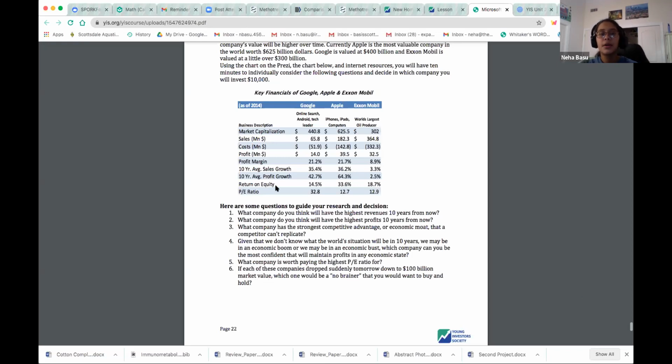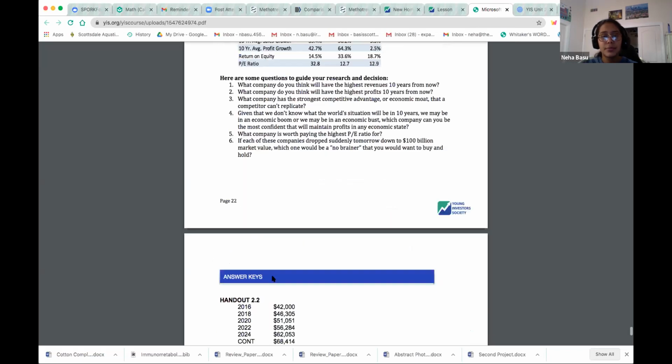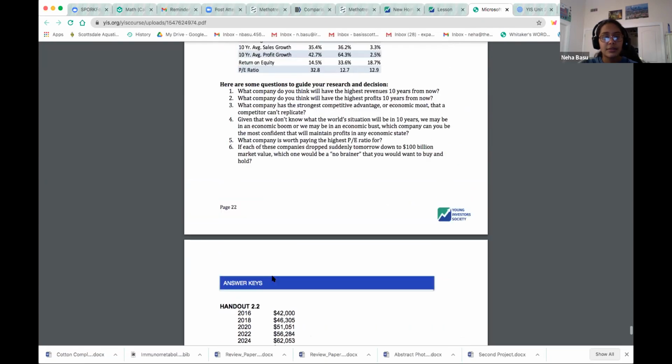Okay, so I would think that Apple would be the best investment for me, because we talked about how it's predicted to have the highest revenue 10 years from now, and it's also predicted to have the highest profits 10 years from now. So it seems like Apple would be a pretty good company to invest in if the market value suddenly dropped a lot. And yeah, I think that's it.